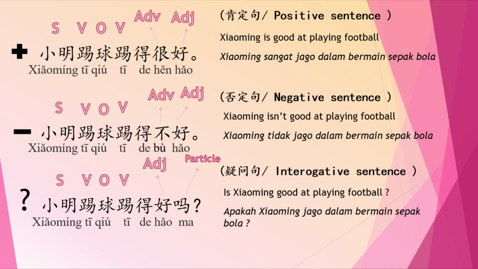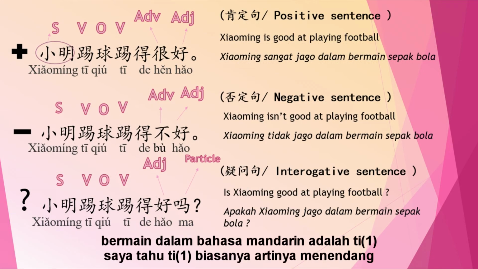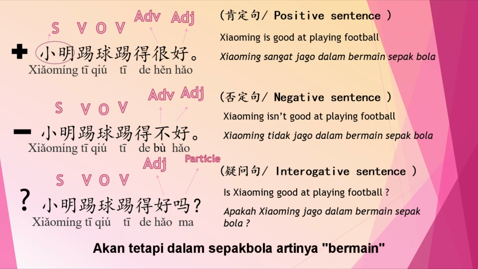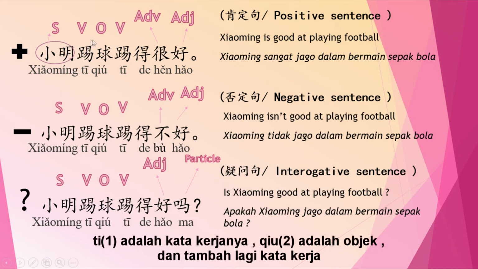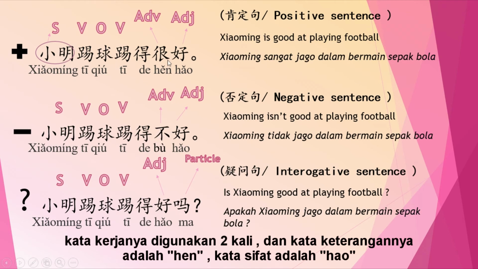And then the next example is also the same. This is Xiaoming is good at playing football. So Xiaoming is the subject, and then playing is 踢. I know 踢 means kick, but it can also mean play when we use it with football. 踢球踢得很好. The verb is used twice. 踢 is the verb, and then this is the object, and then we use the verb again. So we use it twice. 踢得好, 很 is the adverb, and then 好 is the adjective.